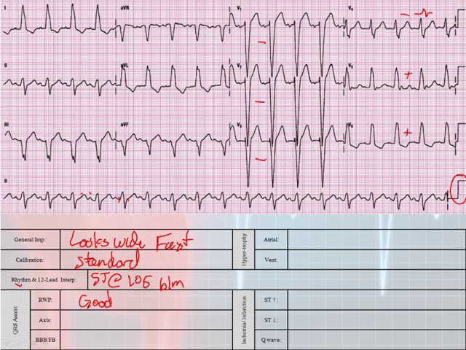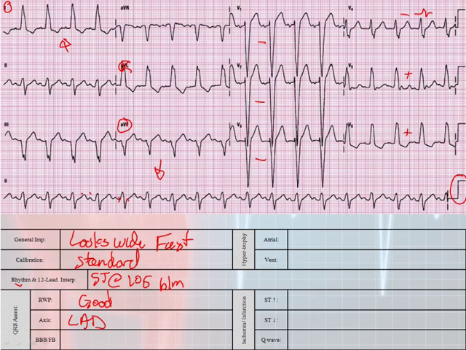Axis. What is our axis? Well, we can look up here in lead 1 and aVF, not aVL. Lead 1 is pointed up, aVF is pointed down, so right together, left apart, gives us a left axis deviation.